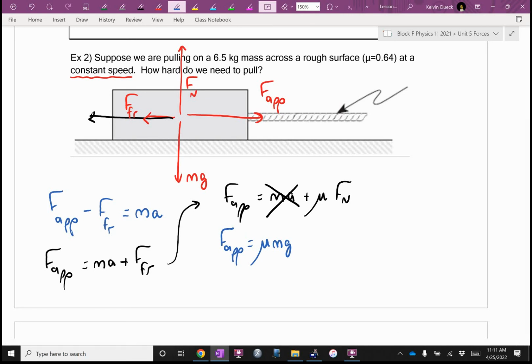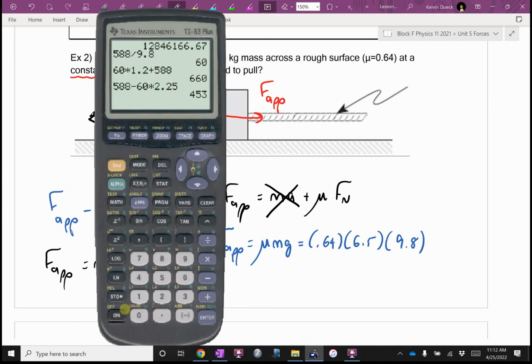That was a lot of reasoning that we just did there for this one question. Hopefully not too much. What's mu? What's M? G? 9.8. How hard do we need to pull to keep this mass moving at a constant speed? 0.64 times 6.5 times 9.8. We need to pull with 40.768 newtons. I'll call it 40.8.